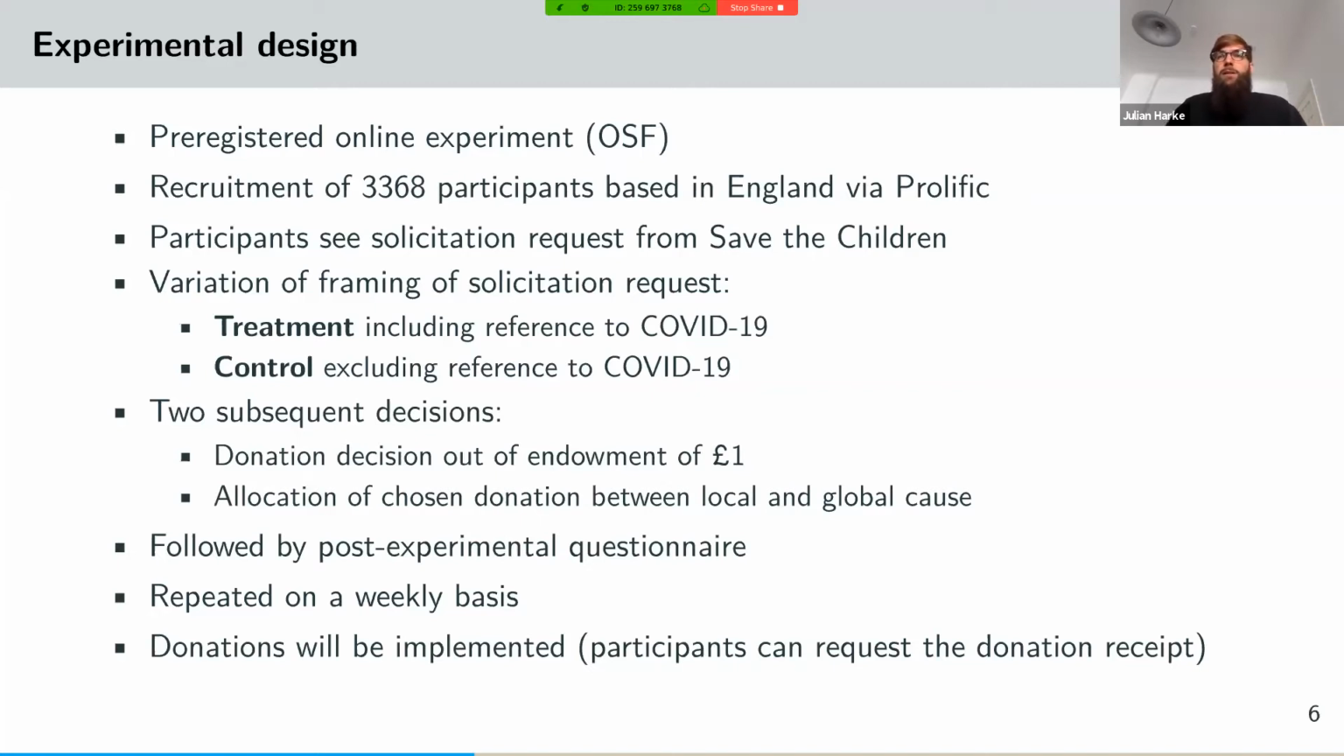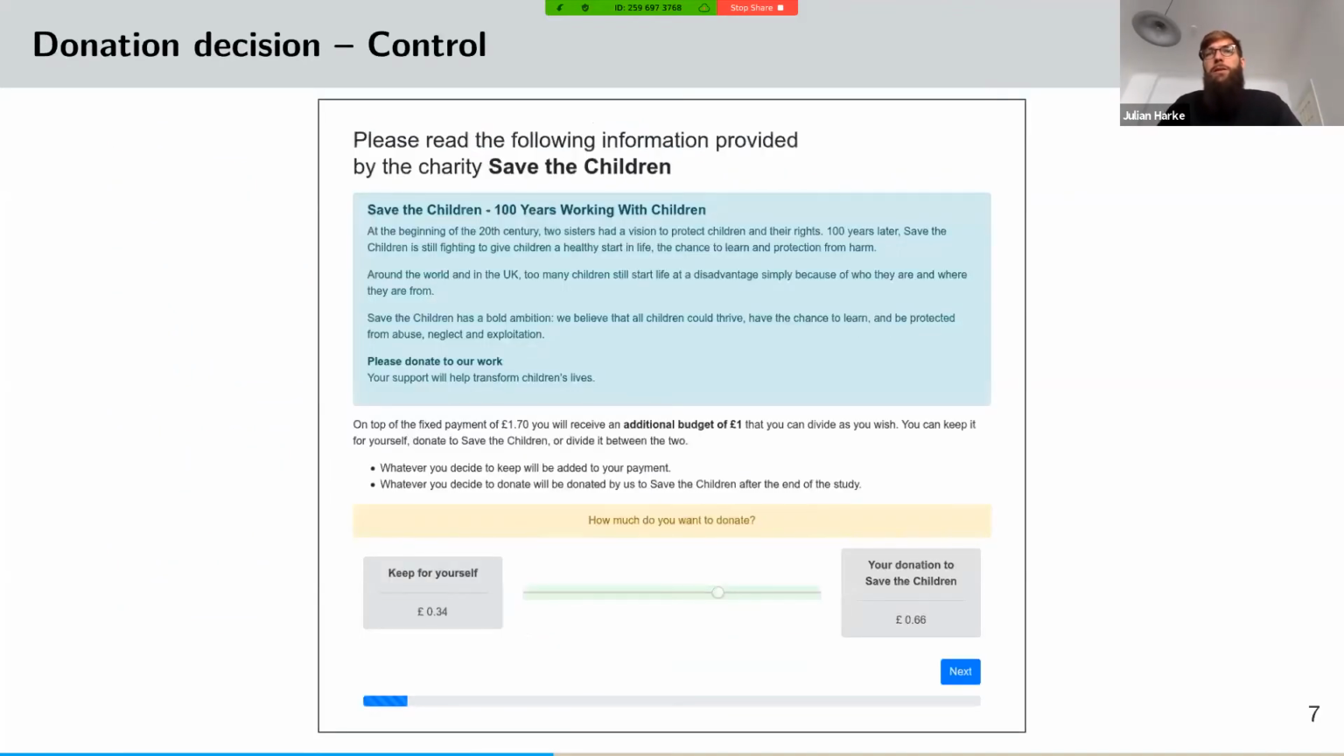Then participants have to take 2 decisions. They get an endowment of £1, and then they have to decide how much to keep for themselves and how much to donate. Then in the second step, they have to decide how much of their donation from the first decision should go to a local or a global cause. And let me jump to the screen that the participants see.